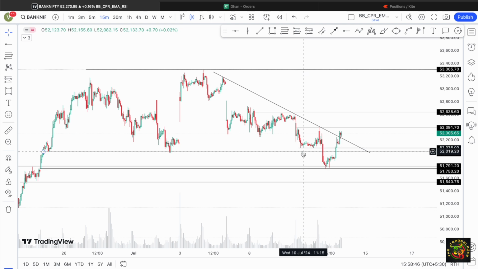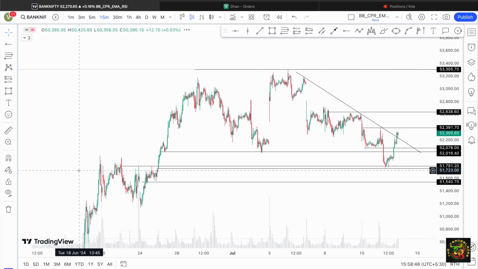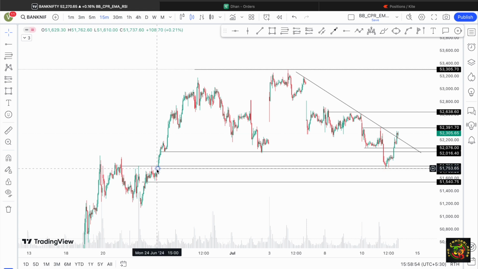also around the 52,000 level, and also this level coming around 51,750 is a key level as well, just the starting point or initiating point just below this move, right? One more support level which is coming around 51,500.